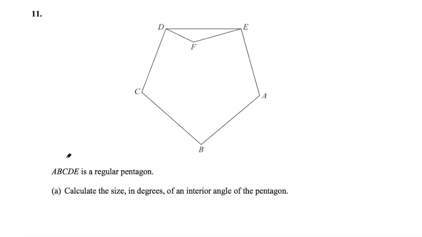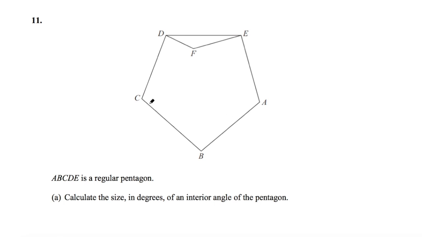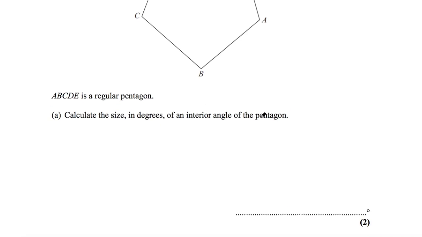Question 11 says ABCDE is a regular pentagon. Calculate the size in degrees of an interior angle of the pentagon. Okay, so to work out the interior angle of any polygon, you can use this formula, n minus 2 times 180 divided by n. And I've done a whole video going over this formula. I went into a fair bit of detail, so if you haven't seen this or you're not completely understanding it, check out that video.